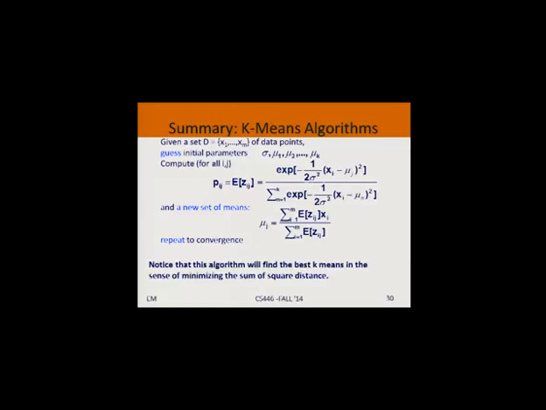Okay, so this is just another comment here. If you want to think about it geometrically, really, this algorithm finds the best k-means in the sense of minimizing the sum of square distances. Very easy to see. Yeah? What happens if? Cannot be. At least one of these has to be 1. The Zij were defined in such a way that it's the probability of i coming from j.